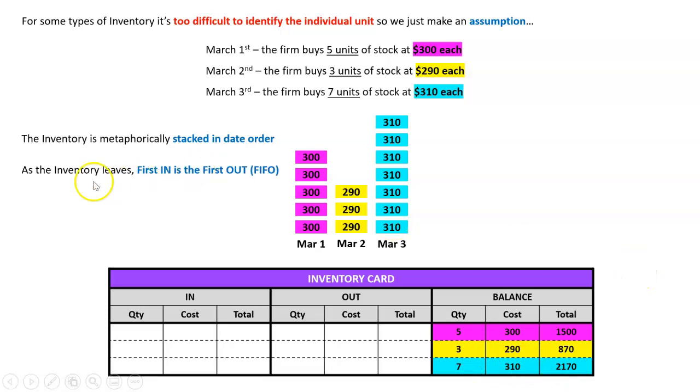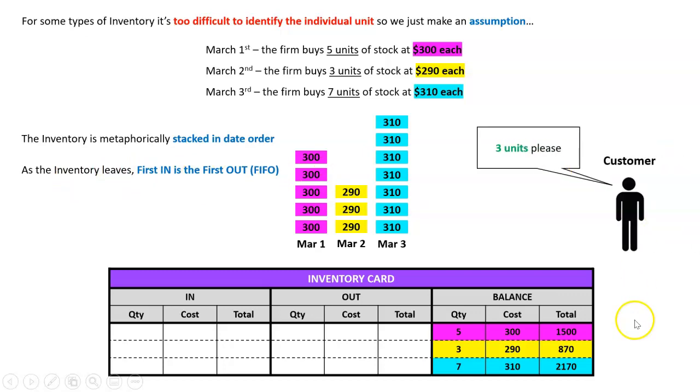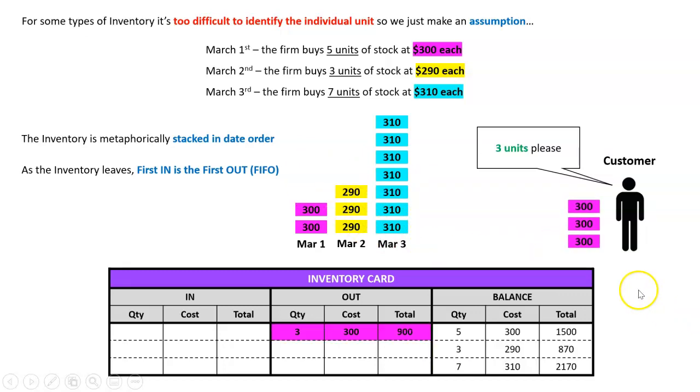Customer comes in today, and we will assume as the inventory leaves, the first one in is the first one out. So let's say this customer comes in and says, 3 units please. Which 3? I honestly don't know. I can't tell, and it's not important, but I will assume it's these 3 here. So that customer is going to take those 3, and then I update my inventory card. I say the 3 that went out were the $300 units. I update this. There's not 5 of those left now. There's 2 of those at $300, there's 3 at $290, and I've still got 7 at $310.